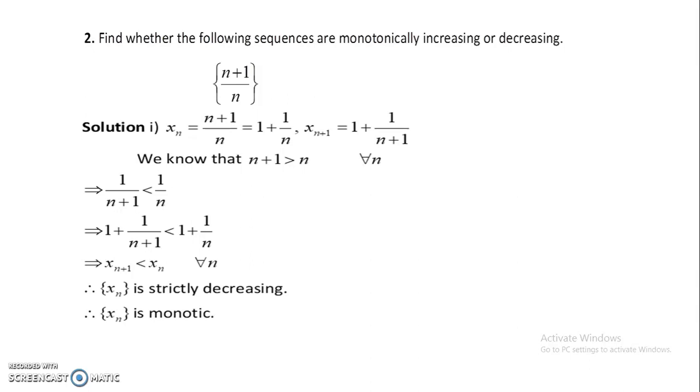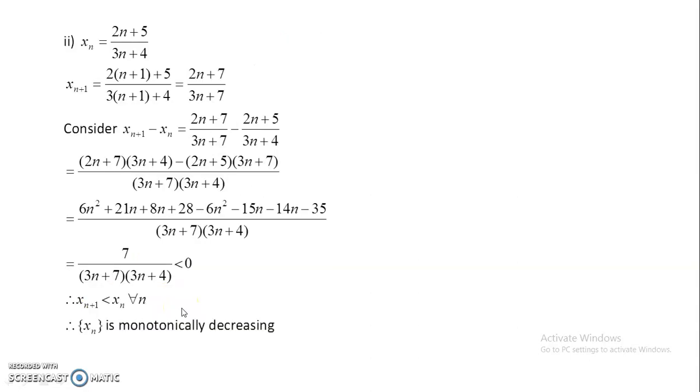Similarly, you can have another sequence, where xn is n plus 1 by n, and xn plus 1 is 1 plus 1 by n plus 1. When we compare them, xn plus 1 is less than xn. Since the inequality is strict, it is strictly decreasing, therefore it is monotonic. Similarly for this, some more examples we will discuss in the next video.